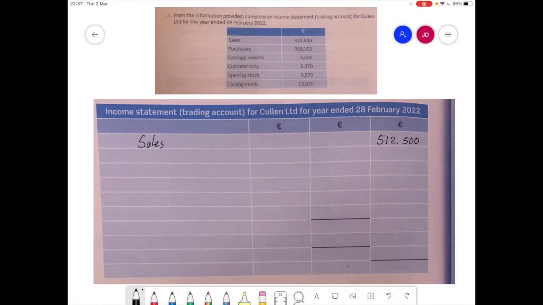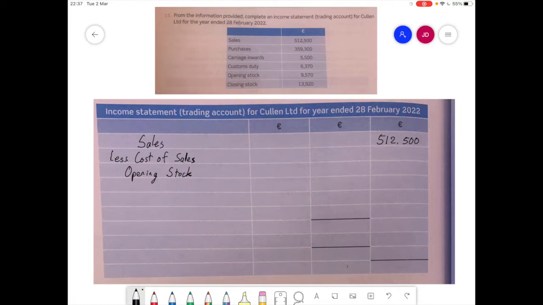Now we have to take away the cost of sales. So put a little heading here saying less cost of sales. In other words, we're going to take away any money I had to spend in order to make these sales happen. So money I spent directly related to these sales. Of course, the first thing we're going to have is opening stock, which is given to us here as 9,570. So I'm going to write in here opening stock. Opening stock, remember, is the goods that we had at the start of the year that was left over from last year that we didn't sell last year.